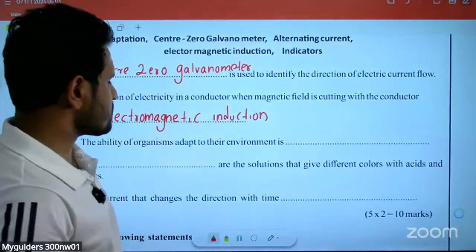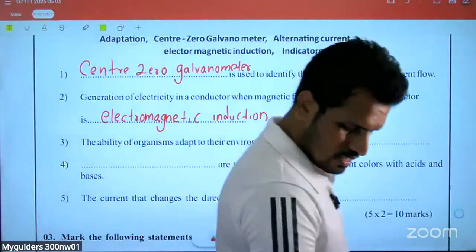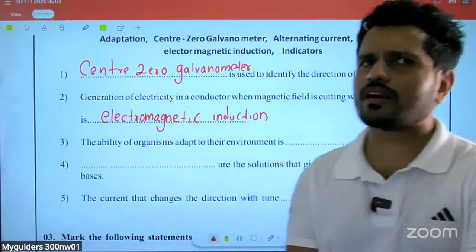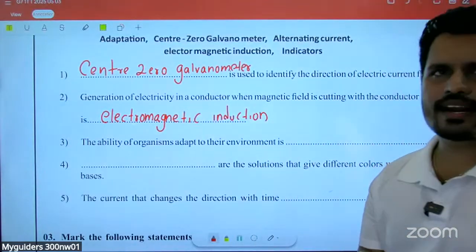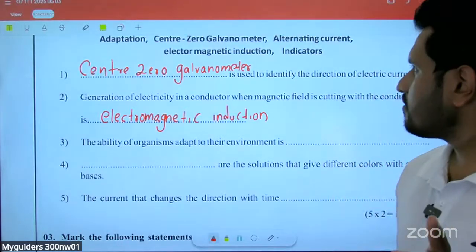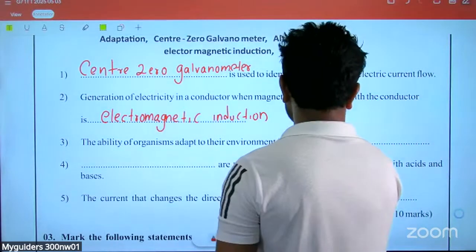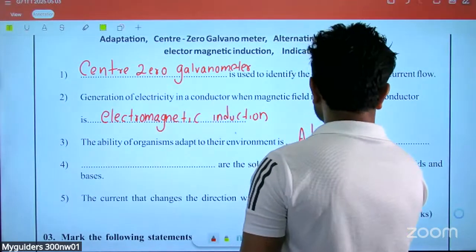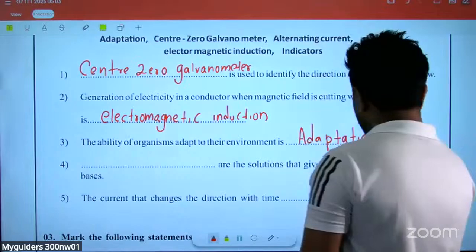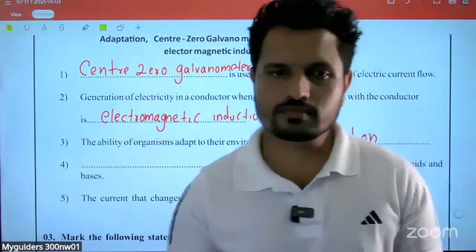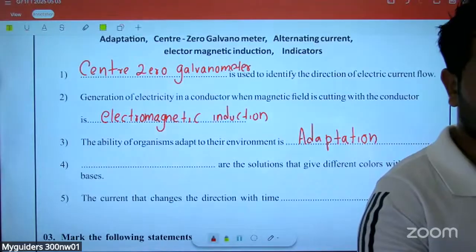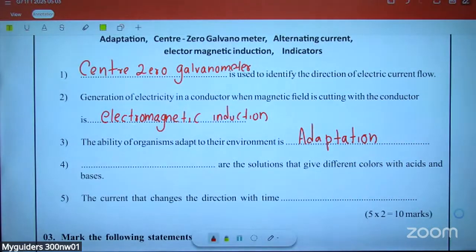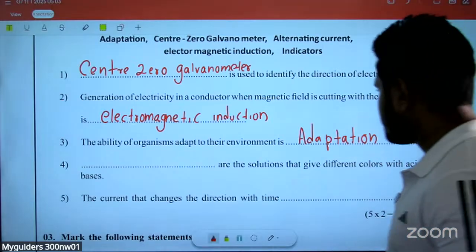The ability of organisms to adapt to their environment is. Environment එකට adapt වෙන්න තියෙන හැකියාව, ability එක. We call it adaptation. Right? We call this adaptation. Okay, next one, fourth one.